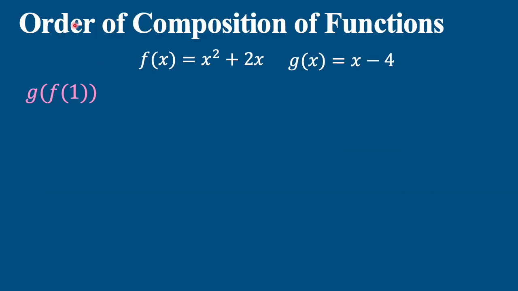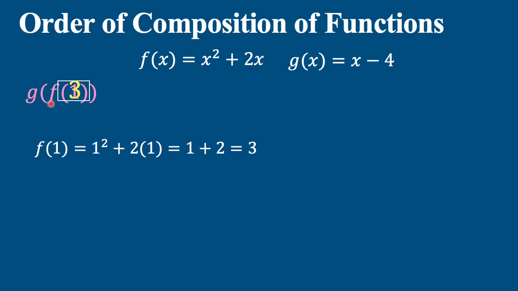Let's have another example. This time we change the order. In the previous slides, we started with g. This time, let's start with f. So let's start with f of 1. What happened? We evaluate f first, right? So plug 1 into the function f: 1 squared plus 2 times 1, because f of x equals x squared plus 2x. So 1 plus 2, that's 3.